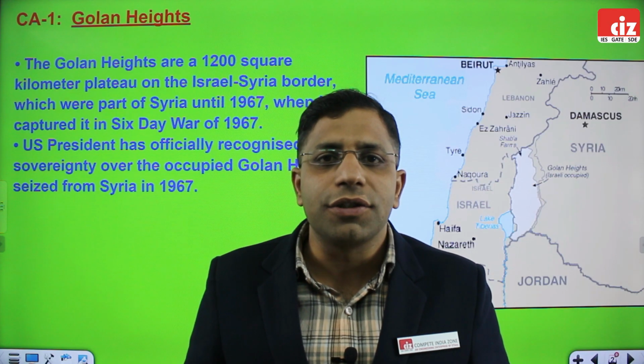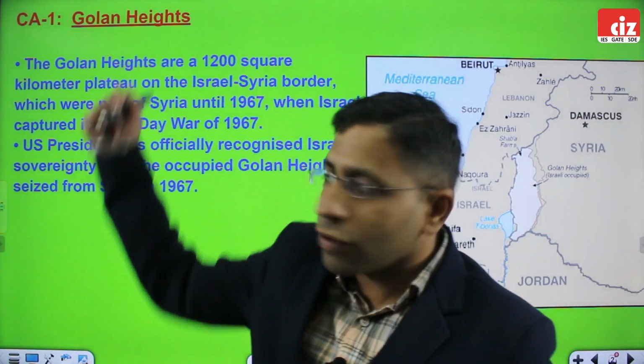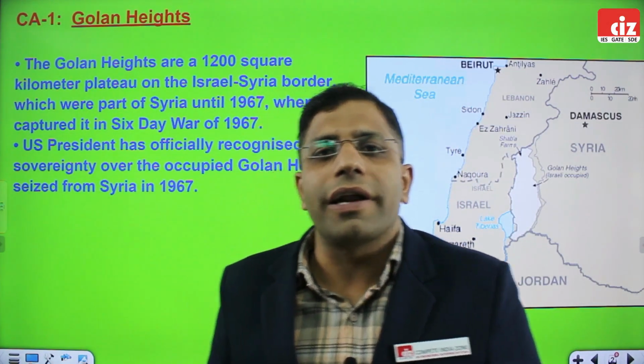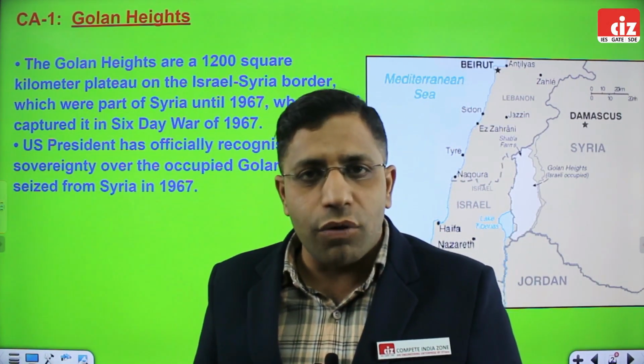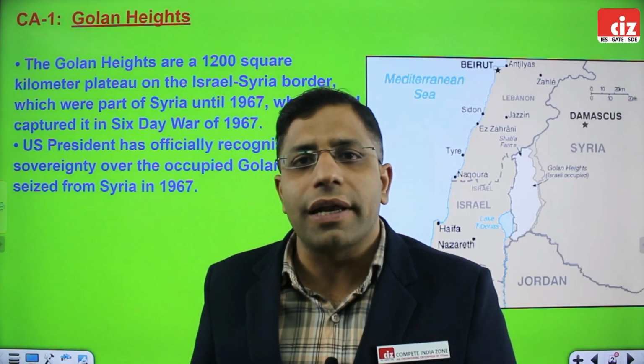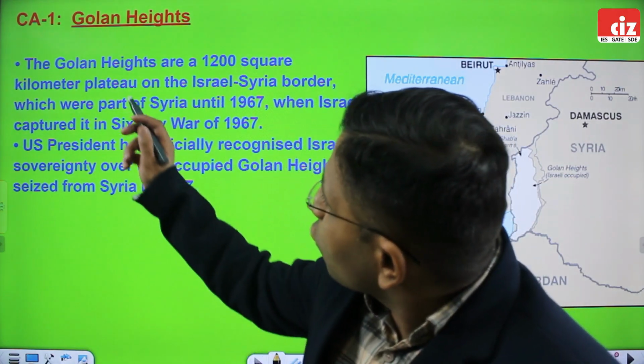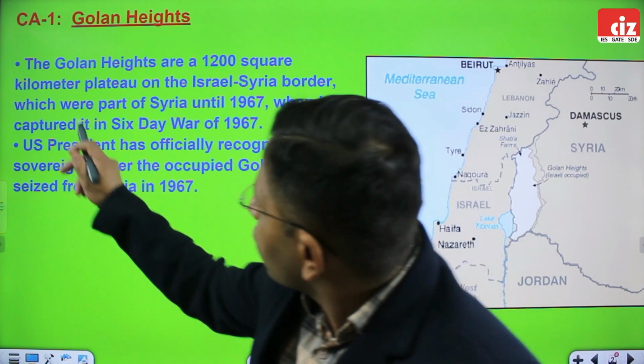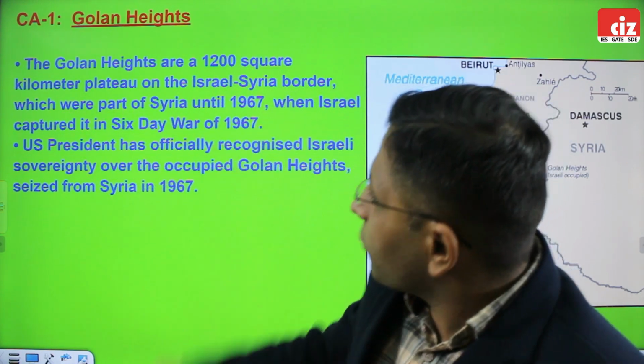Let us start in the series of current affairs. The first one here is of Golan Heights. The importance of Golan Heights relates to Israel. These are the mountains which are present on the border of Israel and Lebanon. Here, Golan Heights are of 1200 square kilometers on the plateau of Israel and Syria border.